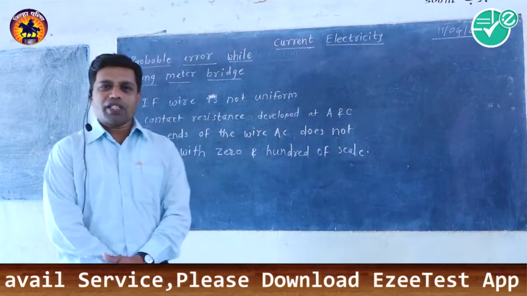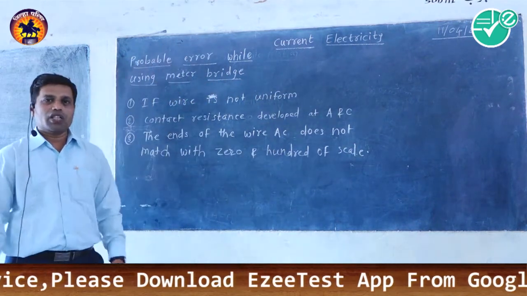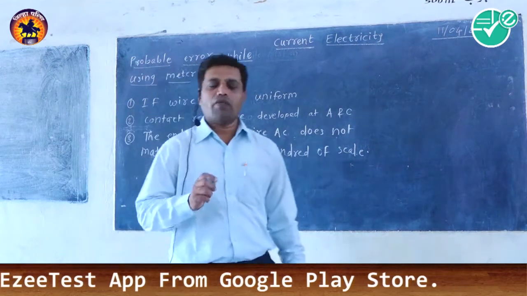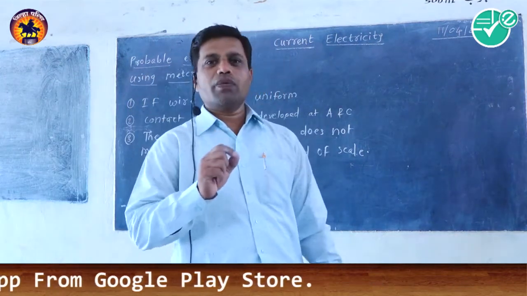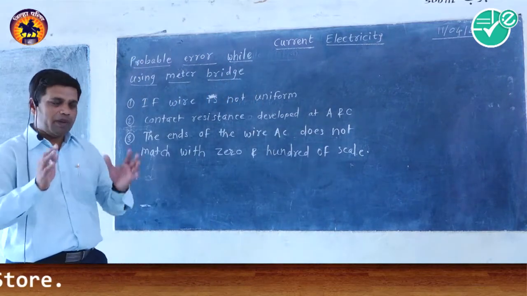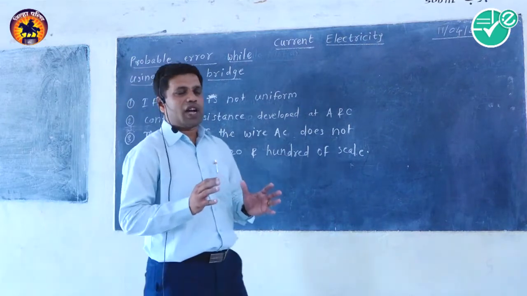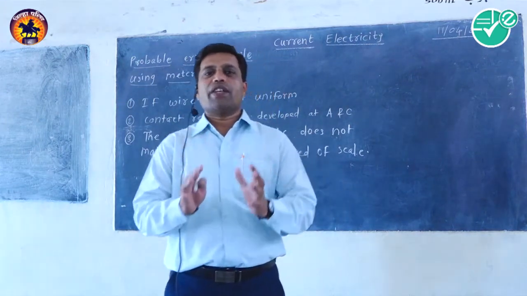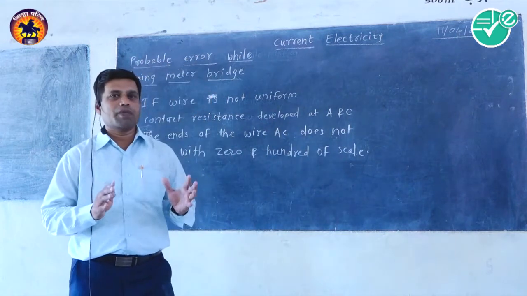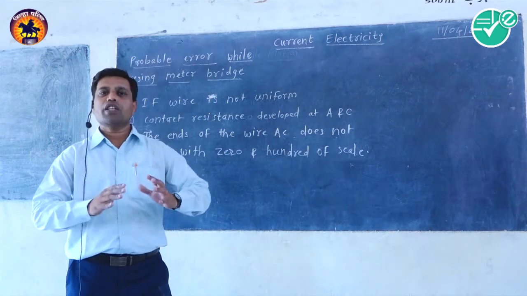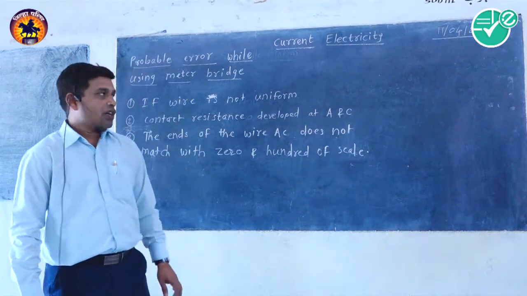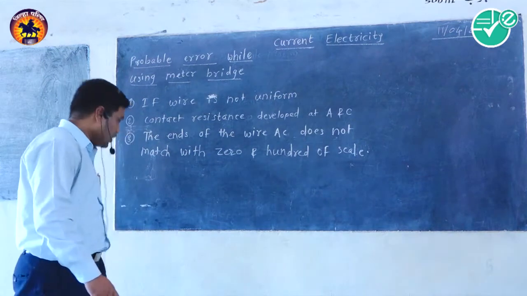And to minimize the error, we have to take the precaution that the null point that we obtain should be between 33 centimeter and 67 centimeter, in the middle of the wire. Why? Because there will be less error if you take the null point in the range of 33 centimeter to 67 centimeter of the meter bridge wire. These are some major precautions we have to take while doing this experiment.